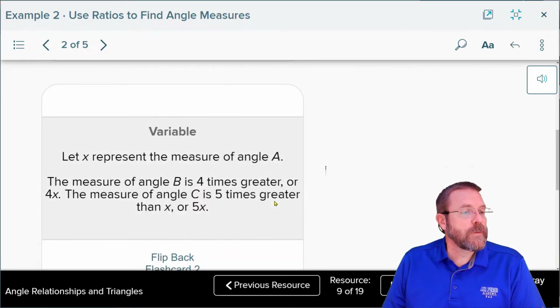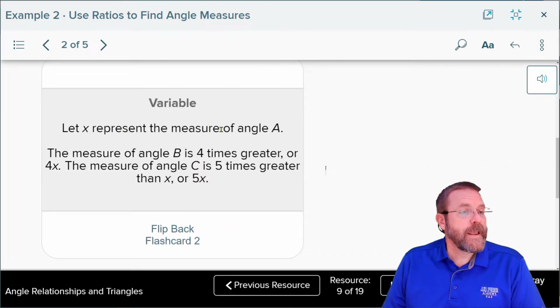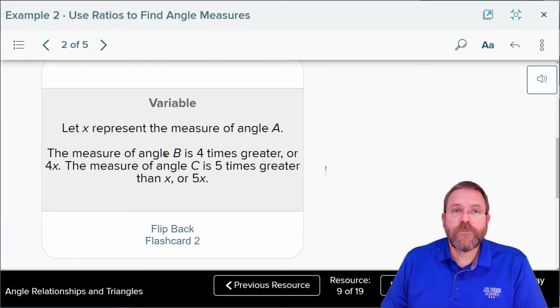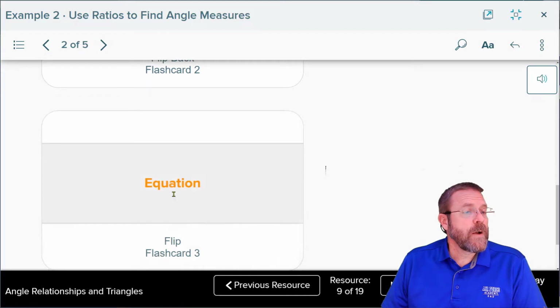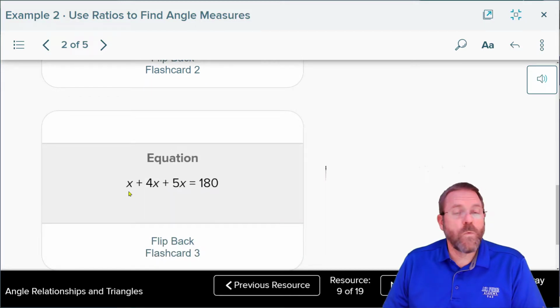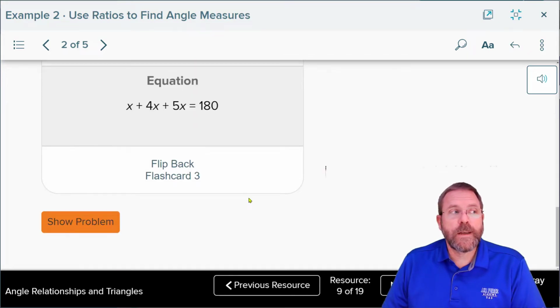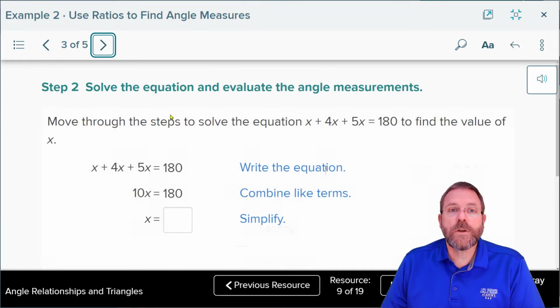Next thing we're going to do is select our variable, and we're going to let x represent the measure of angle A because that's the one-sided, right? And that means the measure of angle B, which is 4 times bigger than A, is going to be 4x. The measure of angle C, which is 5 times bigger than A, is going to be 5x. And with that, we can build an equation that says 1x, or just x, plus 4x plus 5x all add up to equal 180 degrees, and that's the equation we're going to use to find the missing values of these variables.